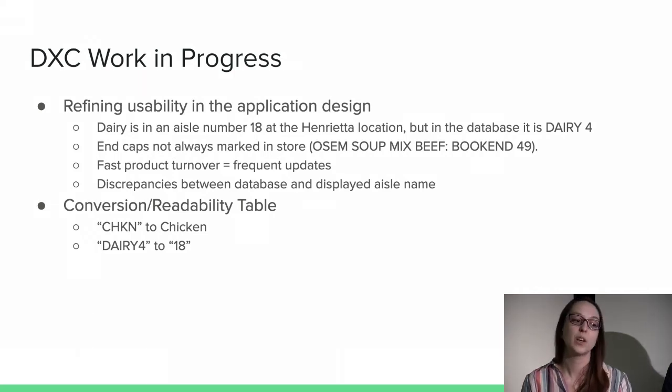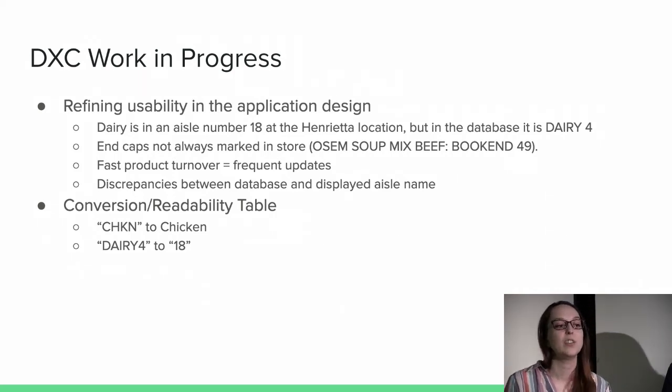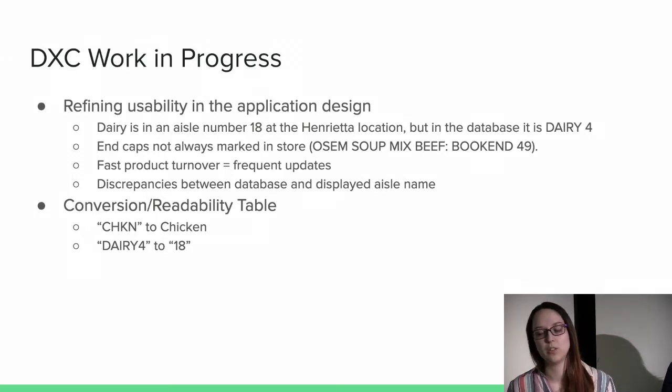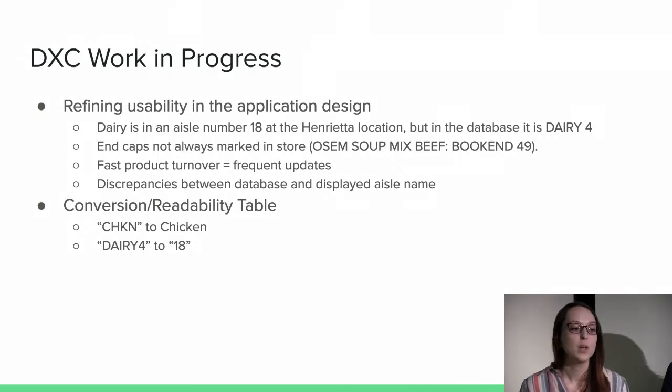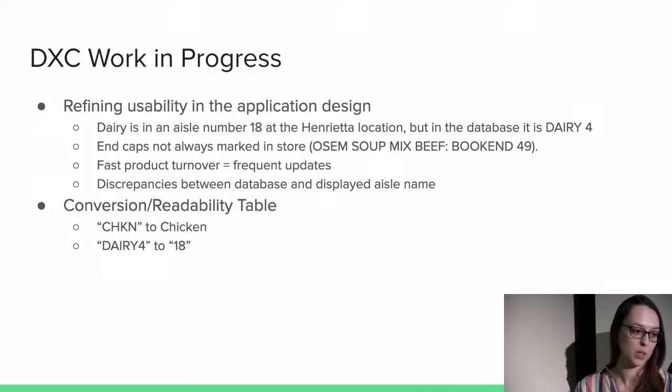Another big thing, very similar to the dairy 14 to 18 issue, is the name of the products themselves. There's a lot of products that have abbreviated names like CHKN for chicken, but there's hundreds of thousands of products that all have different abbreviations, and we weren't able to create any sort of table to fix that and make it more user readable, but that's something that is probably currently in the works.